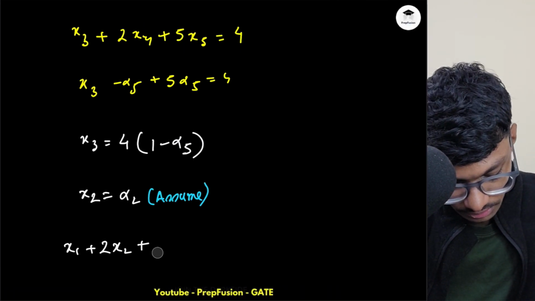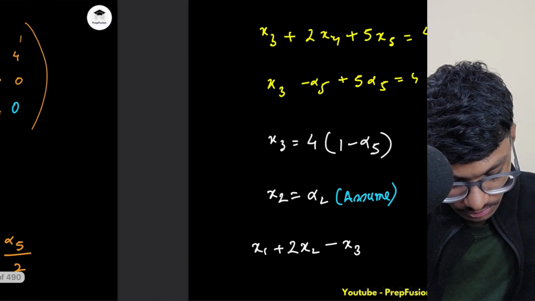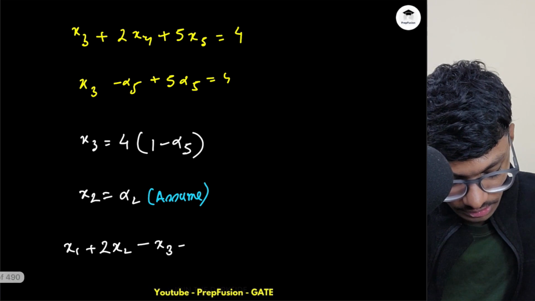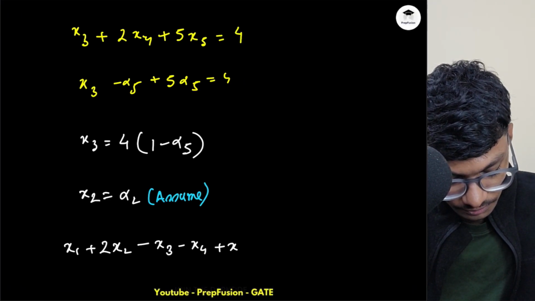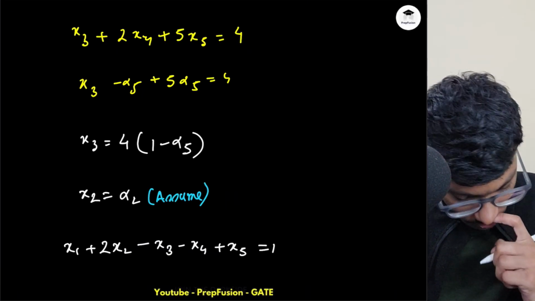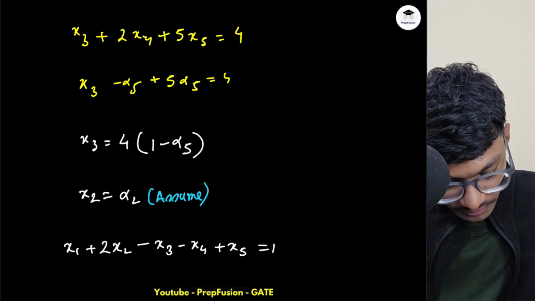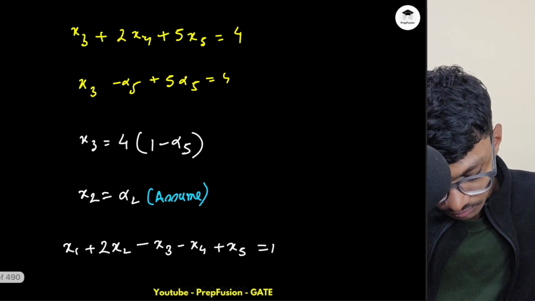Minus x3, minus x4, plus x5 equals 1. So basically I know x3, x4, x5, all these things. x2 is also alpha 2 right now. x2 is also alpha 2.